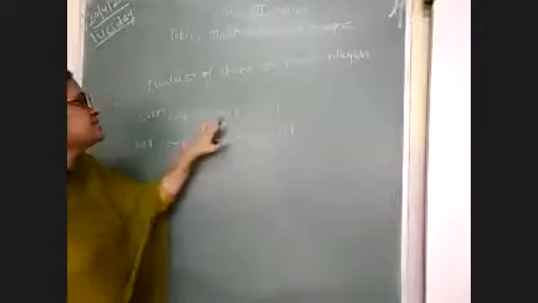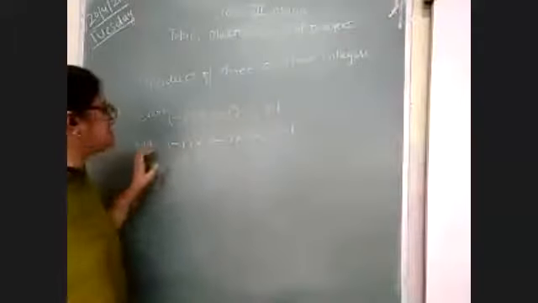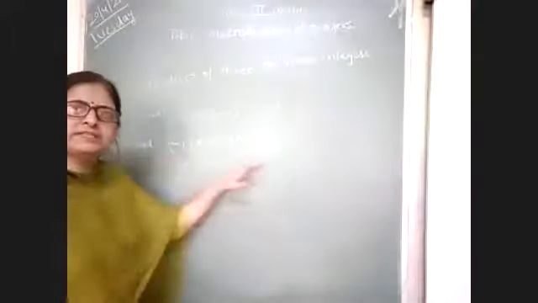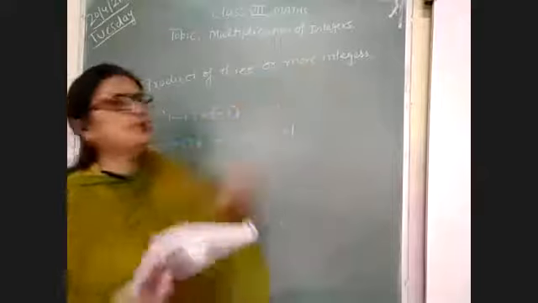So if the minus comes out even times, the result is positive, and if the minus comes out odd times, the result is negative. This applies when we multiply 2 or more integers, the product of 3 or more integers.